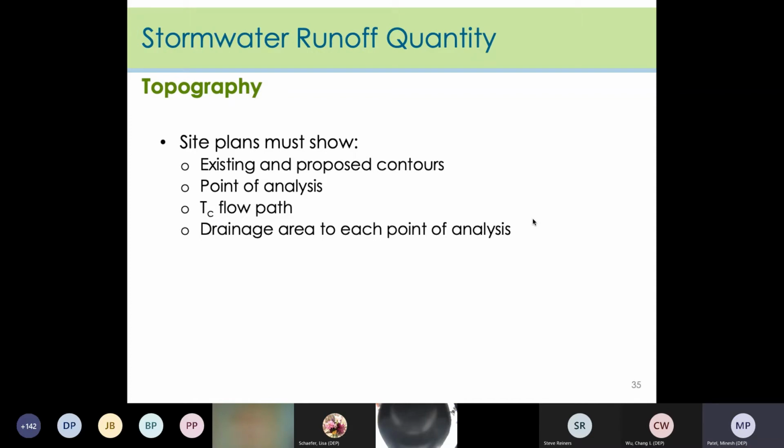It's often difficult for us to find drainage maps in these stormwater reports. We also see situations where the drainage calculations in the reports do not match up with the drainage maps in the plans. So we need to see existing and proposed contours and the point of analysis along with TC flow paths and the drainage area to each point of analysis. The reviewer must be sure that the data used in the calculations matches the various maps and plans. This information must also be included on the drainage plans.